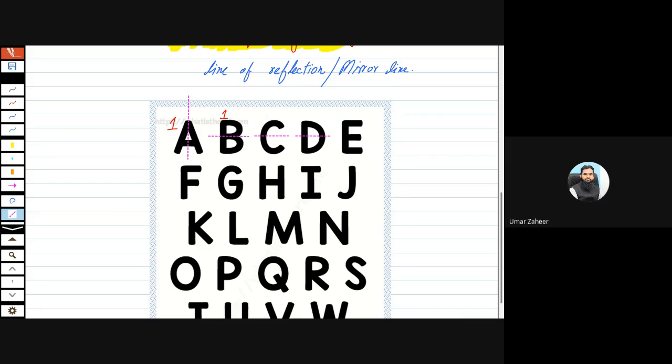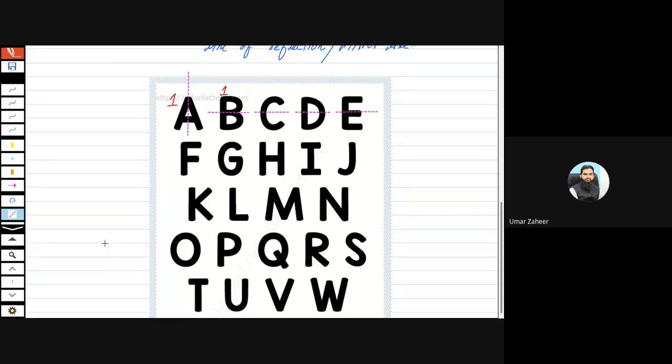Muslim, how many lines of symmetry are in E? One. Vertically or horizontal? Horizontal. We have one horizontal line here as well. Salim, how many lines of symmetry are in F?